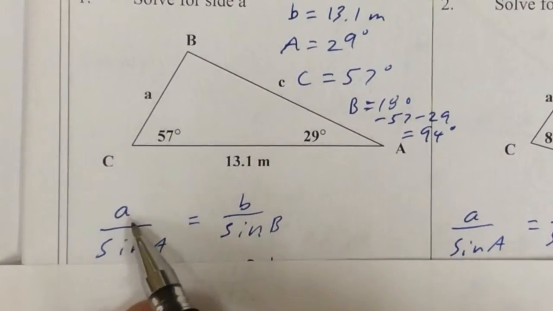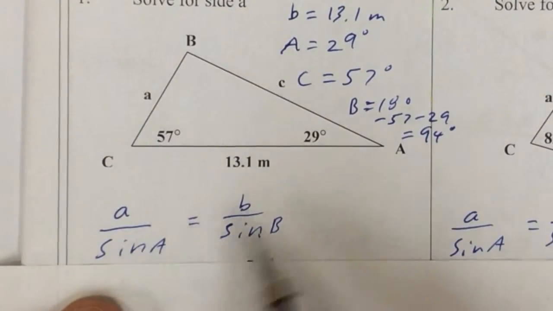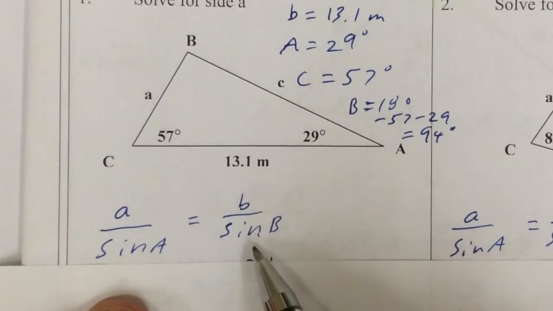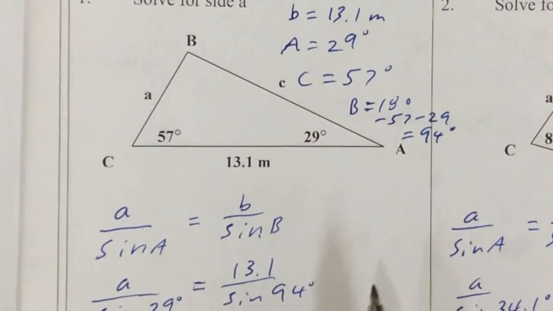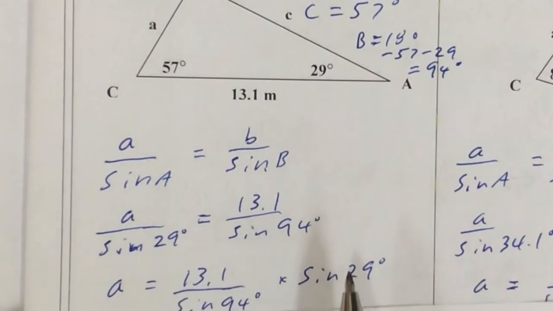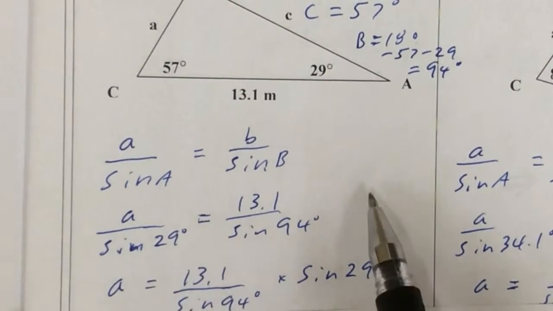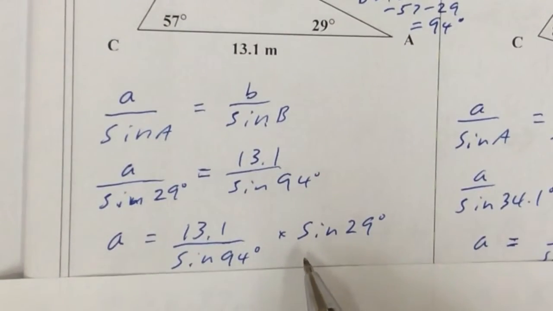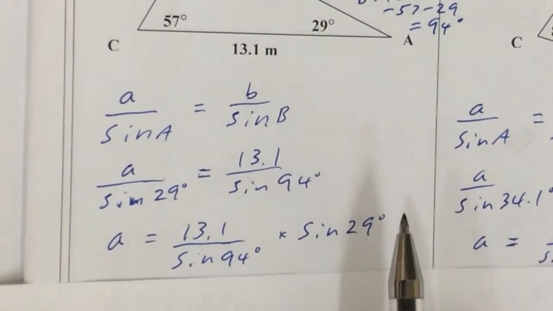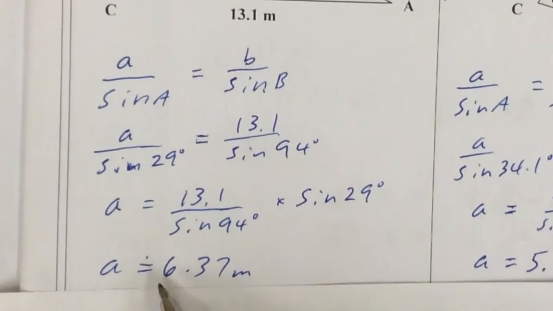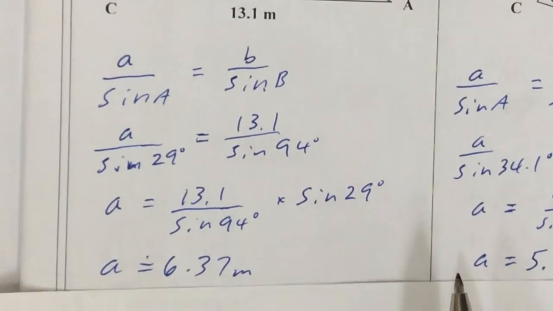You want A, so A divided by sine of A equals B divided by sine of B. Just plug in what you know. And then you bring that sine of 29 up here. So it's divided over here, so it's going to be multiplied over there. And you plug that all into your calculator, and you should get 6.37 meters approximately for side A.